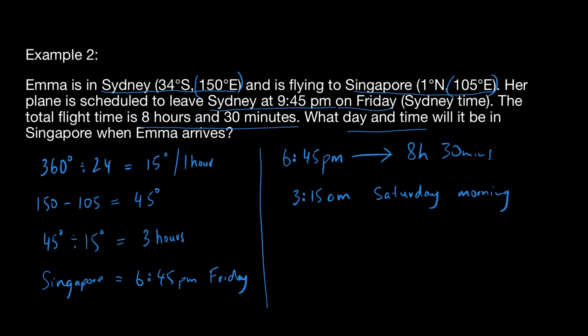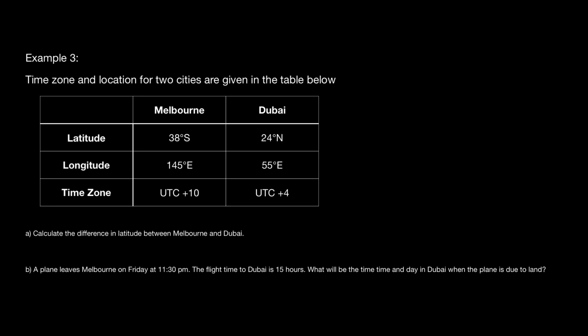Let's move on and have a look at our last question now. We're given the time zone and location for two cities, which are in the table below. We've got Melbourne and we've got Dubai. We've got their latitude, their longitude, and the time zone. Just looking at those straight away, I can see that there's a 6 hour difference and Melbourne's going to be 6 hours ahead of Dubai.